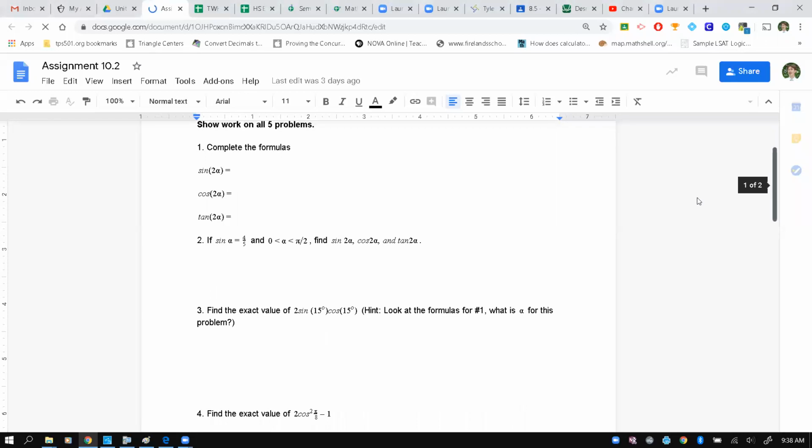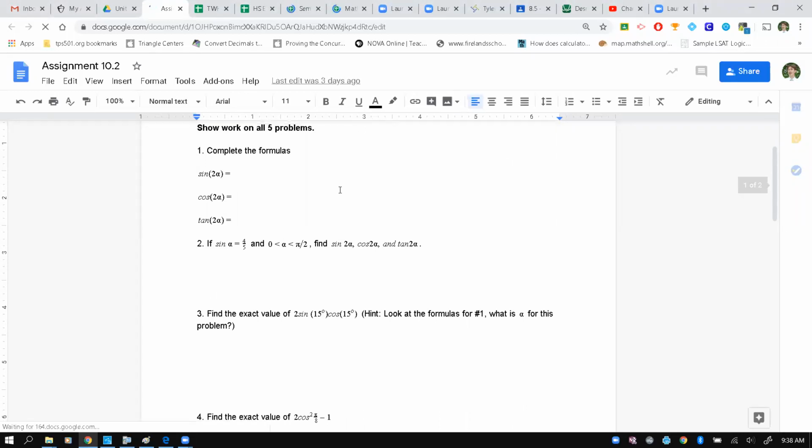Okay, so for number 3, you need your formulas for your double angles here. Did you find all those just fine? Yeah, I got 1 and 2 fine. Okay, so for the first one, you should have 2 sine of alpha cosine of alpha.